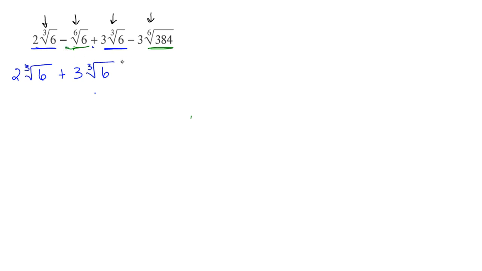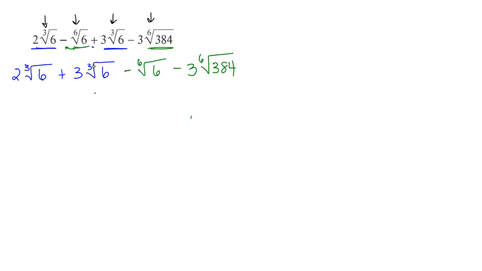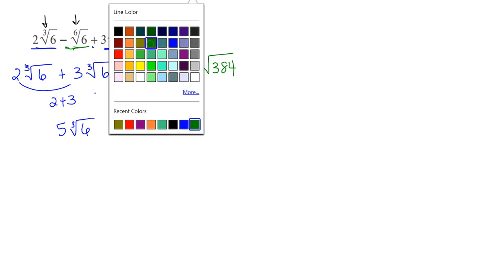This is minus, so I got to do minus 6. I sound like I'm talking funny because of all these says this. 6th root of 6 minus 3 times the 6th root of 384. That was just me rearranging so that the terms with the same number on the shelf were next to each other. Now let's go back to these first two. Same number on the shelf, same thing underneath, so I just need to combine the numbers, and it becomes 5 cube root of 6.